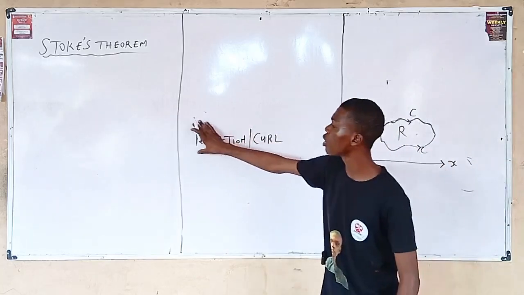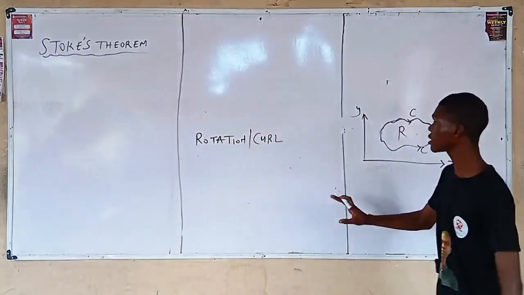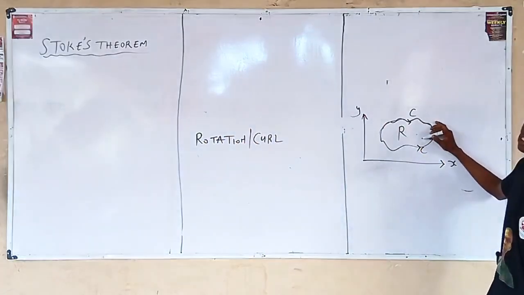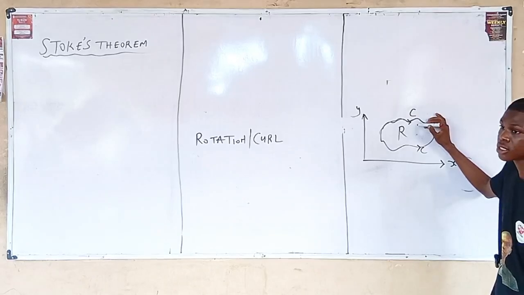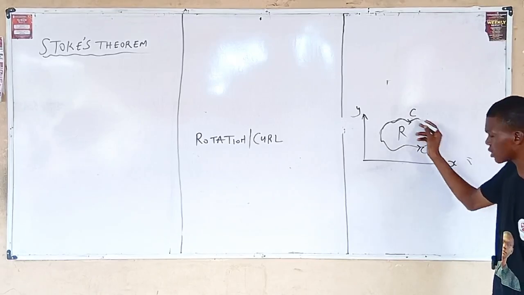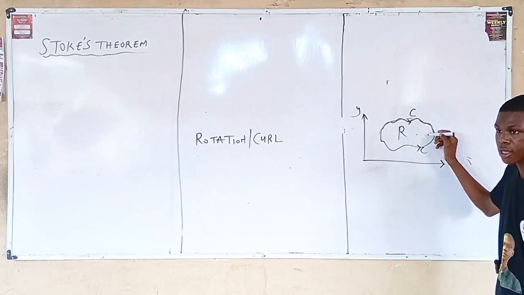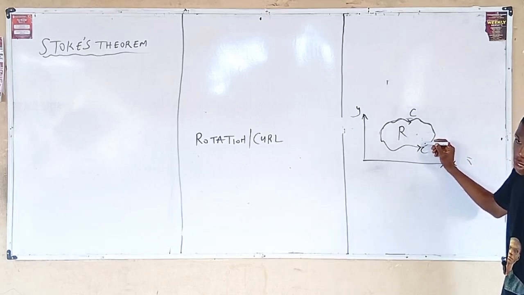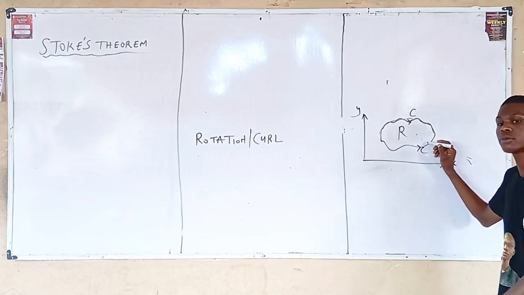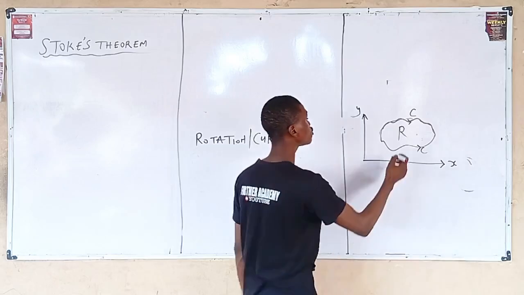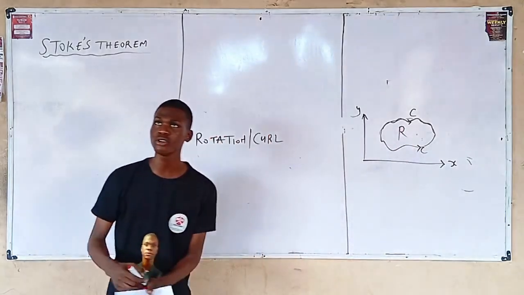Now, Stokes theorem is telling you that instead of relating your line integral to a double integral, we are relating it to a surface integral around the closed curve C. This is the C. Equals the flux of the rotation or curl through any surface bounded by C. Through any surface bounded by C. I believe you know what curl means.